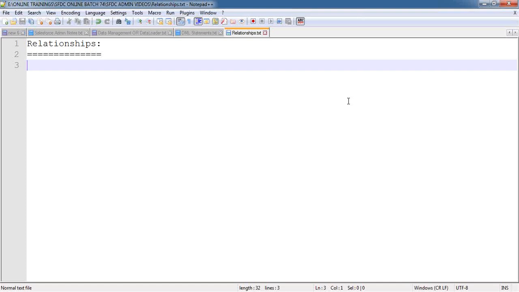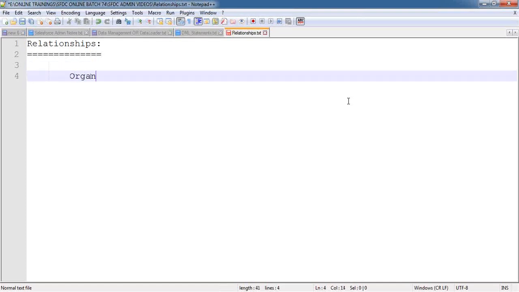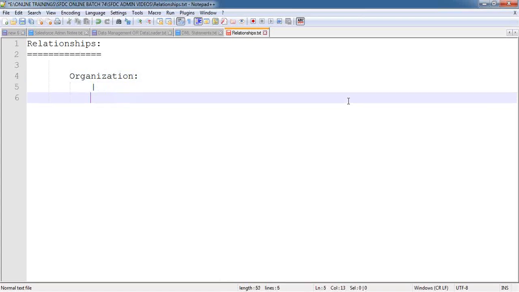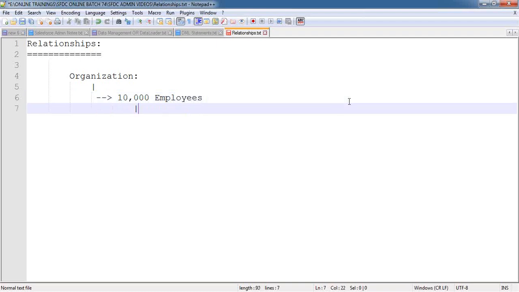For example, assume that I have an organization. In my organization, totally some 10,000 employees. So we have some 10,000 employees inside my organization, who are serving my customers. Now, all these 10,000 employees are working in various departments.